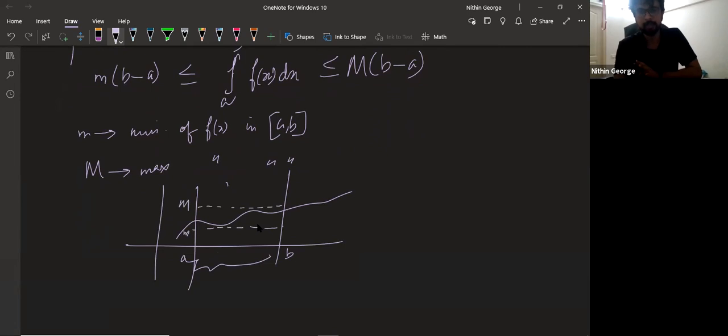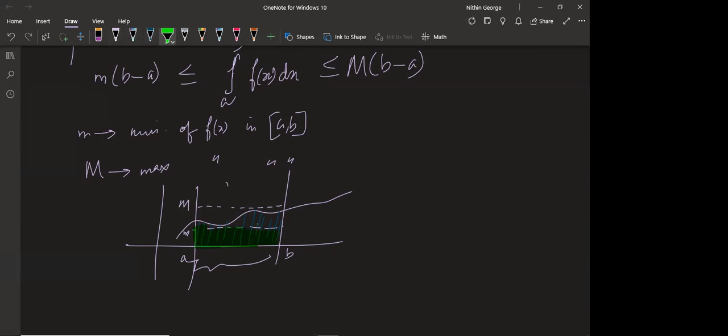When I say integral of f of x between A to B, I'm looking at this blue shaded area for f of x from A to B. And when I do small m into b minus a, what do I mean here? It's this rectangle area, right, guys? Which is greater?